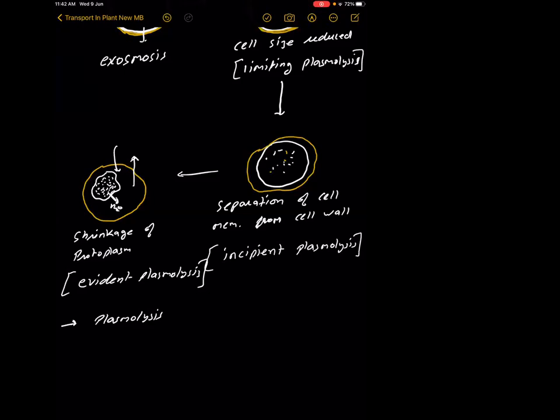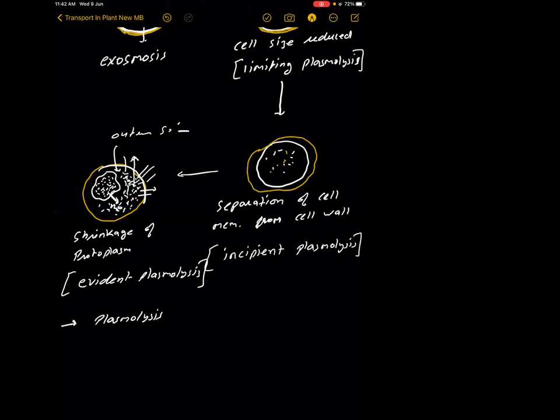The reason is this is a cellulosic cell wall, and the cell wall is completely permeable. We have done permeability. The cellulosic cell wall is a completely freely permeable membrane. It can allow solvent and solute both. So the molecules of the outer solution can move inside the cell wall, but not into the cell. This empty space is filled by the outer solution.